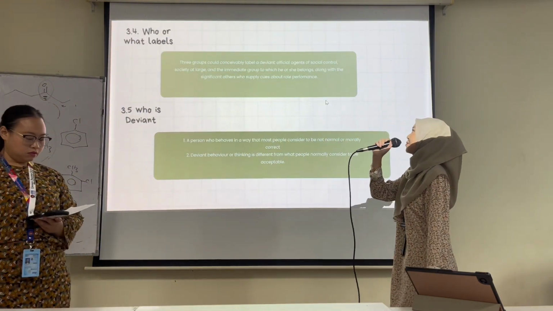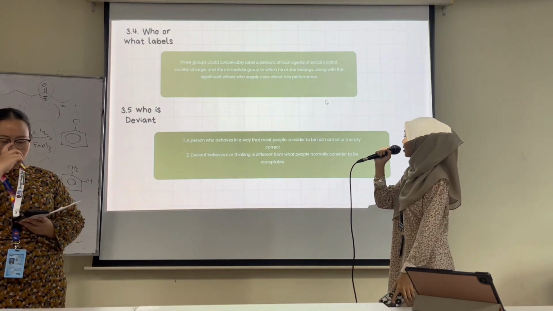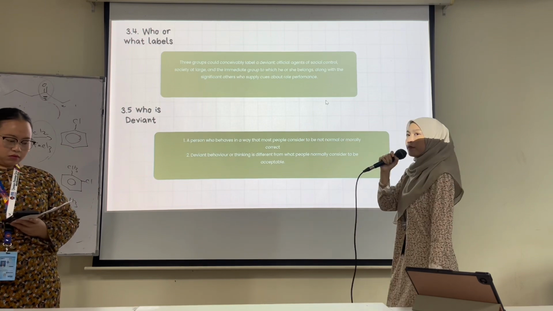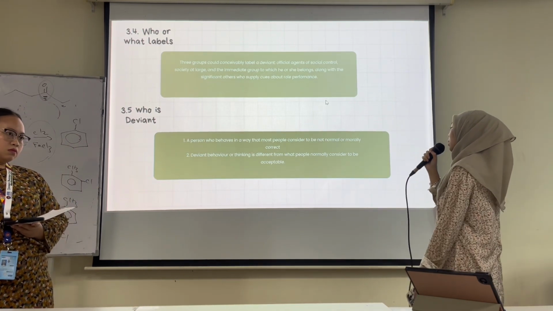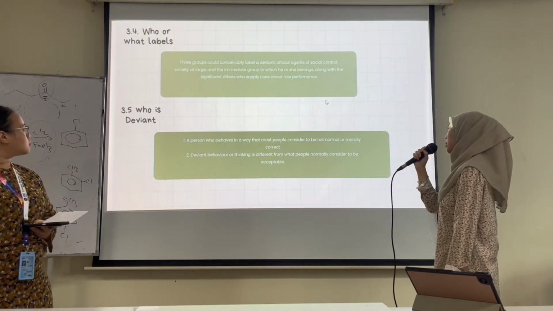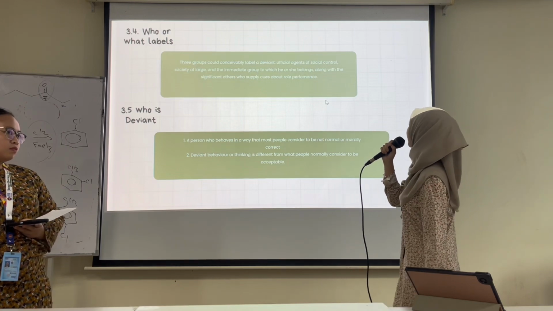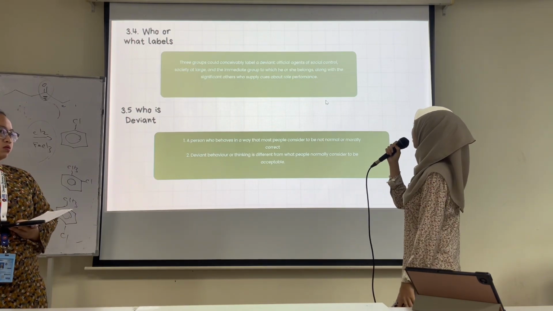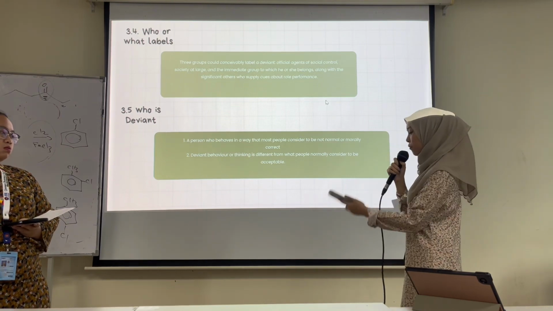Who or what labels? Three groups could conceivably label a deviant. The first one is official agents of social control, the second one is society at large, and the third one is the immediate group to which he or she belongs, along with the significant others who supply cues about the role performance.